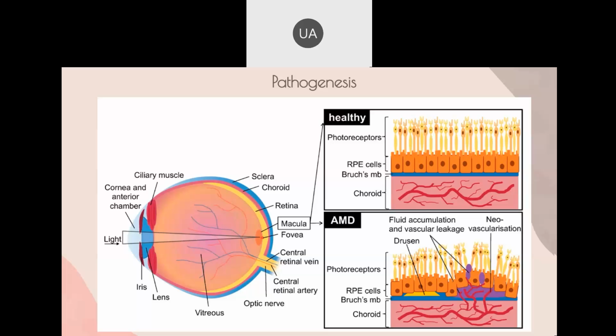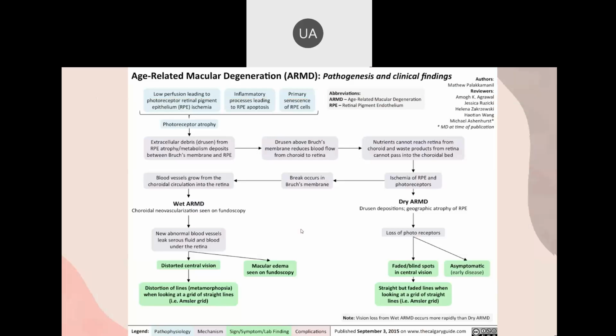And if the ischemia of RPE and photoreceptors cause the break in the Bruch membrane, then the blood vessels from the choroidal circulation will grow into the retina and cause new vascularization and subsequently leads to wet ARMD. Okay, next. Okay, this is the flow chart of pathogenesis of ARMD, which I had explained just now. Okay, next.